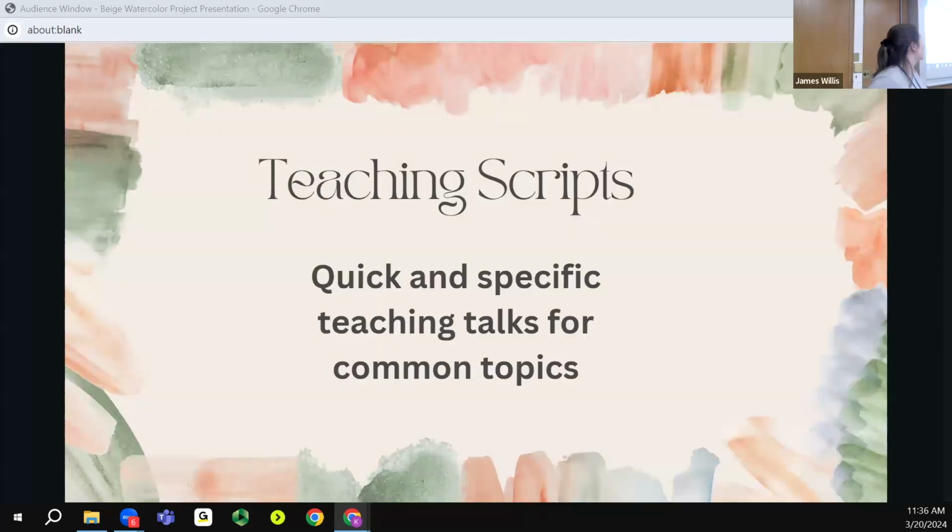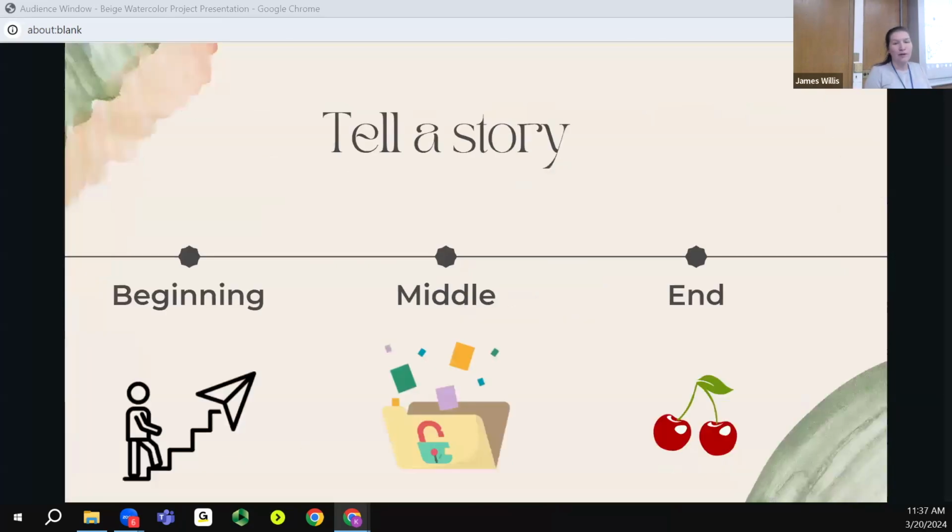But the teaching I wanted to talk about today are teaching scripts. These are quick and specific teaching talks for common topics. A few weeks ago I worked with Dr. Silverberg, and we were thinking about a PE in a patient, and he drew this little diagram of how he thinks of PEs. He's clearly done that 100 times, and it's just a script he has down, and it's a good 2 to 3 minute presentation you can give someone.